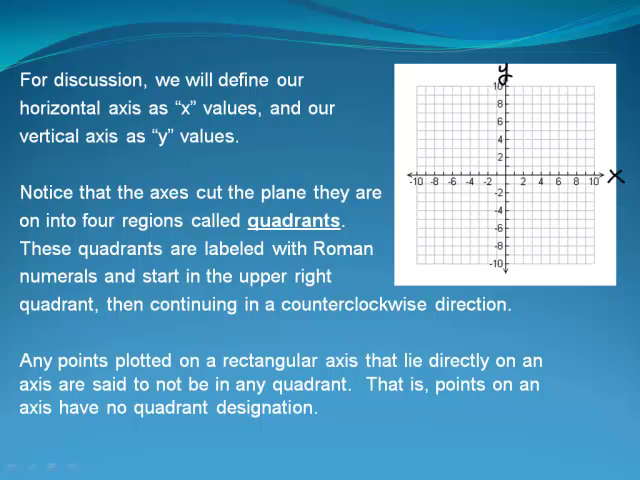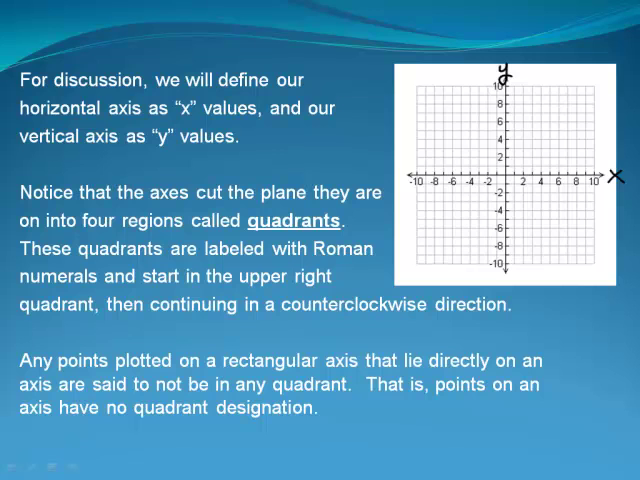Notice that the axes cut the plane that they are in. And a plane is just like a piece of paper. It's a two-dimensional shape that goes on to infinity in all directions. The axes cut the plane they are on into four regions called quadrants. These quadrants are labeled with Roman numerals and start in the upper right quadrant, then continue in a counterclockwise direction.